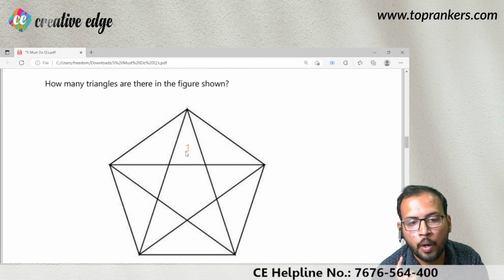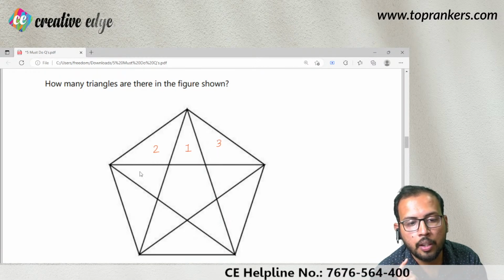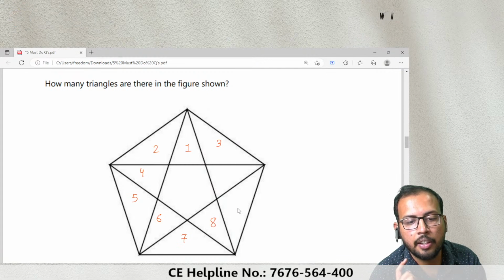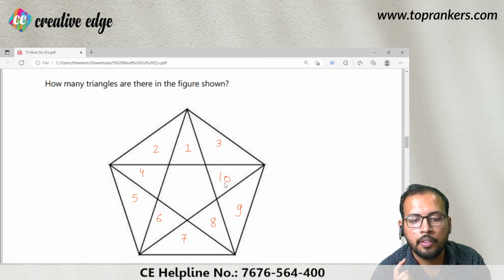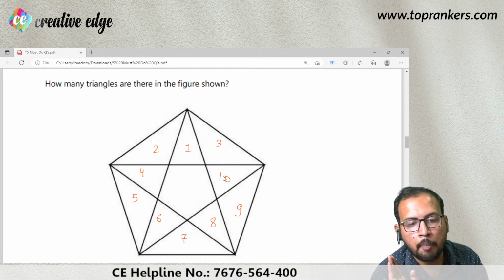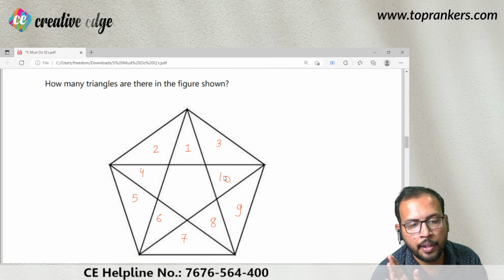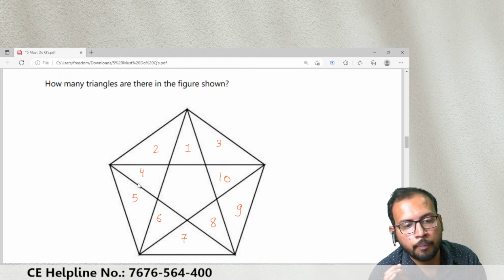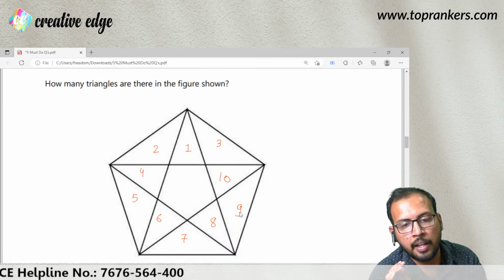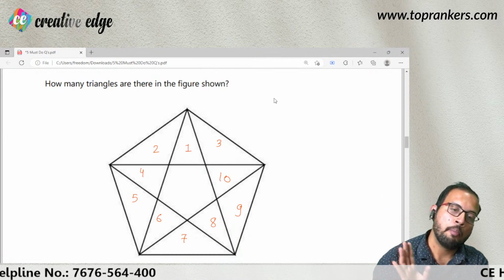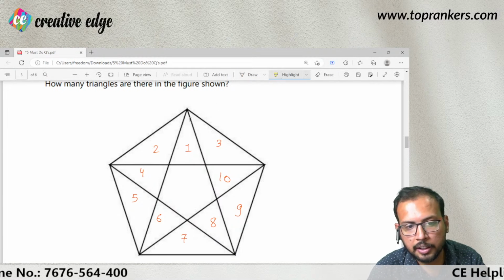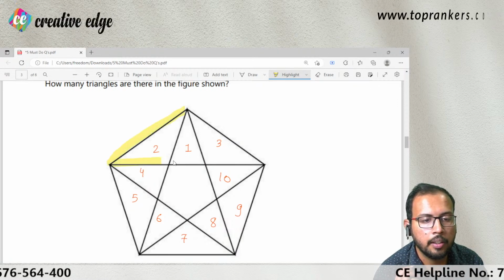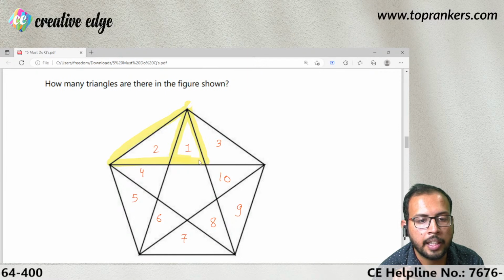For example, one, two, three, four, five, six, seven, eight, nine, and 10. So you can see that I am able to observe a total of 10 triangles. Now let me count once again if I've done any mistake or so. I have 1, 2, 3, then 4 and 5, then 6, 7, 8, and 9, 10. Yes, so I have 10 triangles made up of one piece. Then let us try to form those triangles made up of two pieces. So this is going to be the first triangle. This is going to be the second triangle.